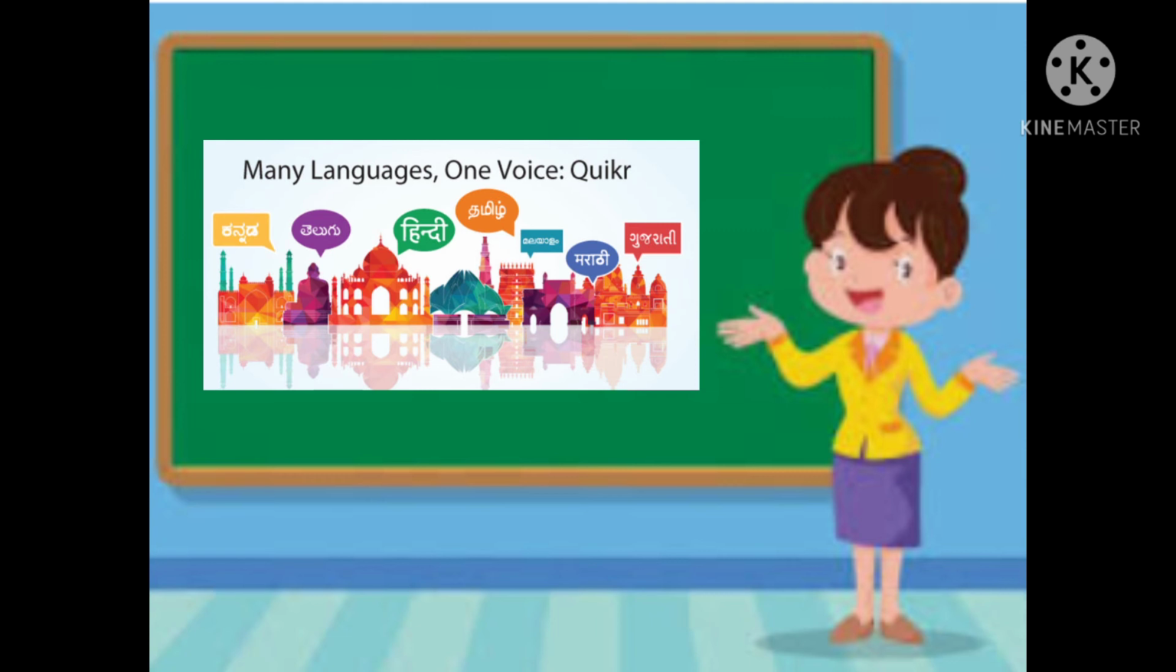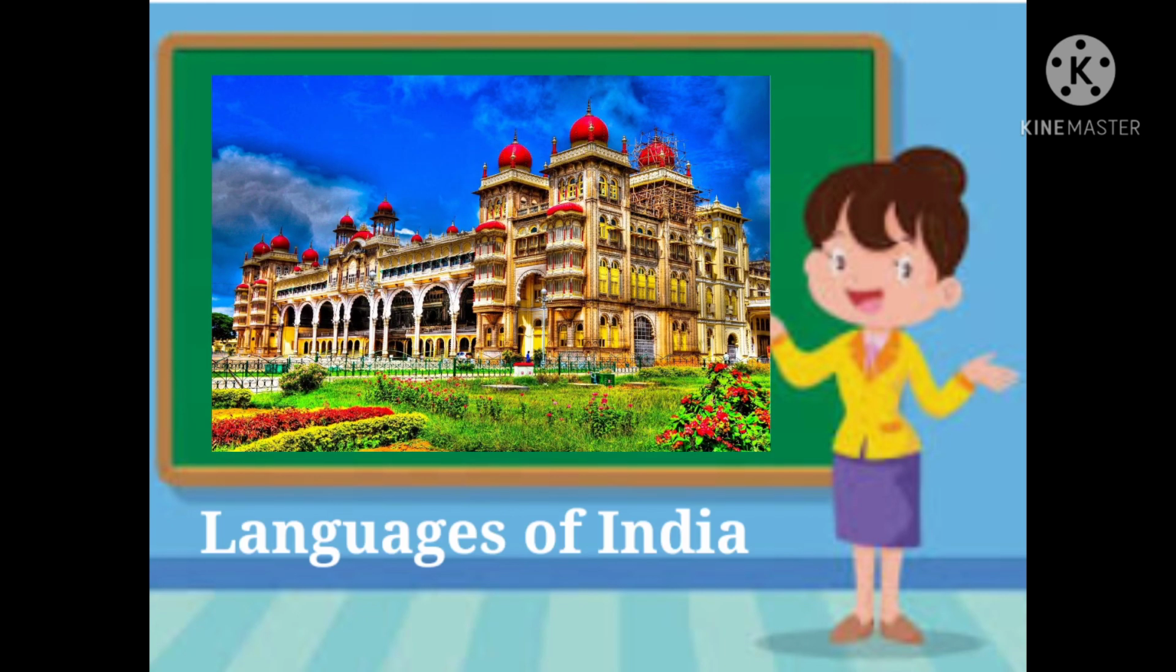Sikkim, English, Nepali and Sikkimese. Meghalaya, English. Assam, Assamese. Arunachal Pradesh, English. Nagaland, English. Manipur, Manipuri. Mizoram, Mizo. Odisha or Orissa, Odia. Maharashtra, Marathi. Gujarat, Gujarati. Telangana, Telugu. Karnataka, Kannada. Andhra Pradesh, Telugu. Kerala, Malayalam. Tamil Nadu, Tamil. And in West Bengal, it is Bengali and English. Chhattisgarh is Hindi. So there are so many languages spoken in India.